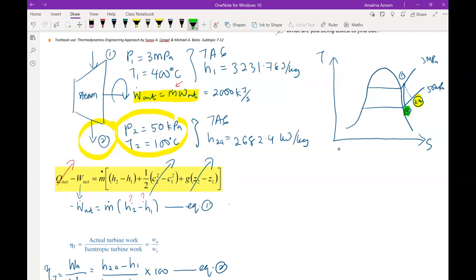For isentropic work, the value of your S1 must be equal to your S2S. So if I were going to write it, it's going to be like this: S1 is equal to S2S. Then what will be your H2S? This is where we are going to find out using the value that we get from S1.